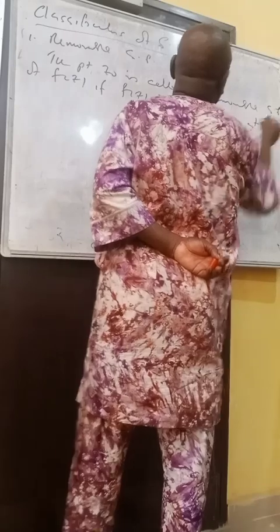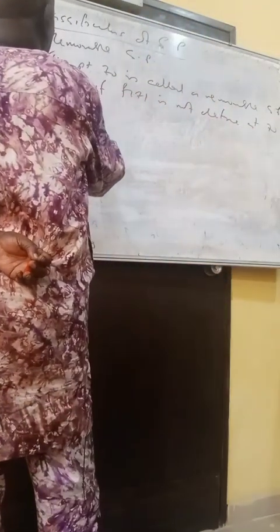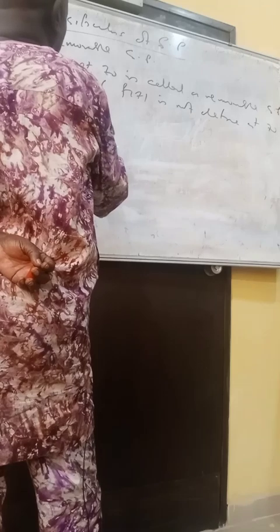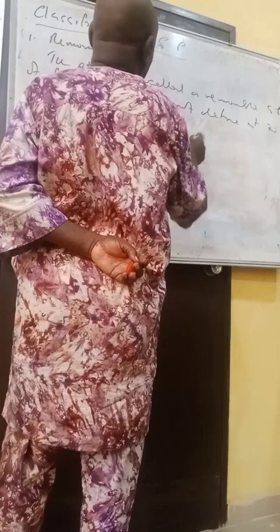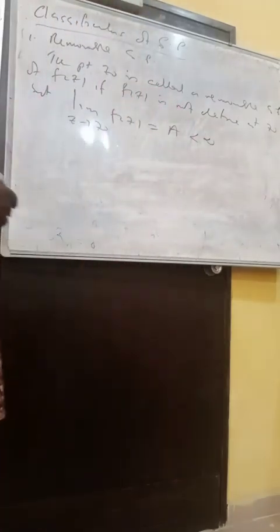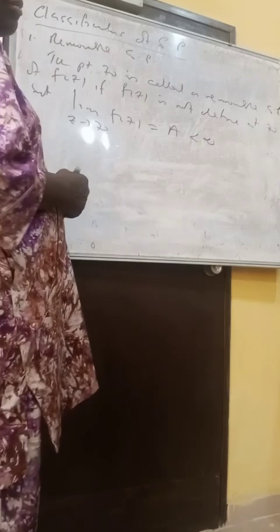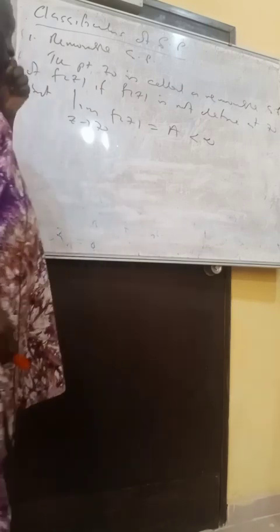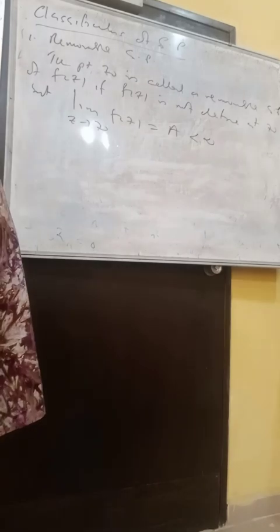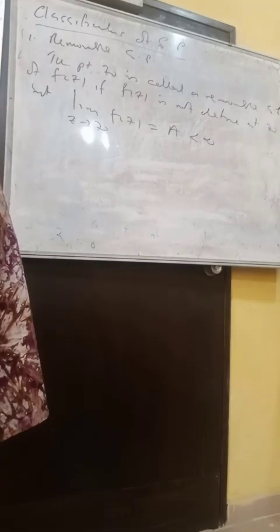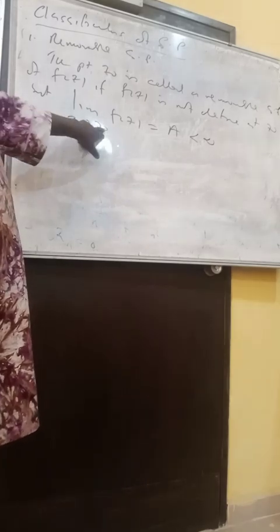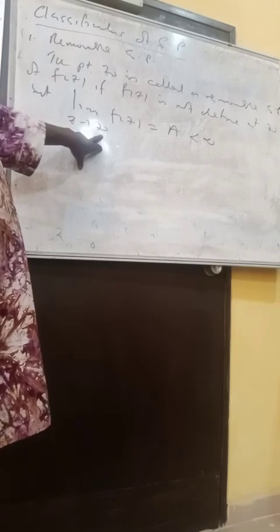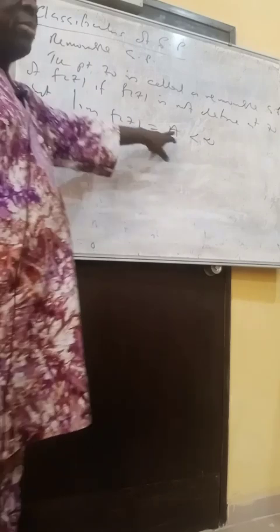at z0, but the limit as z tends to z0 of f of z is equal to a particular value which is less than infinity, which is not equal to infinity. So here, even though the function is not defined at z0, at the neighborhood, z tends to z0, it has a limit. Is that okay?